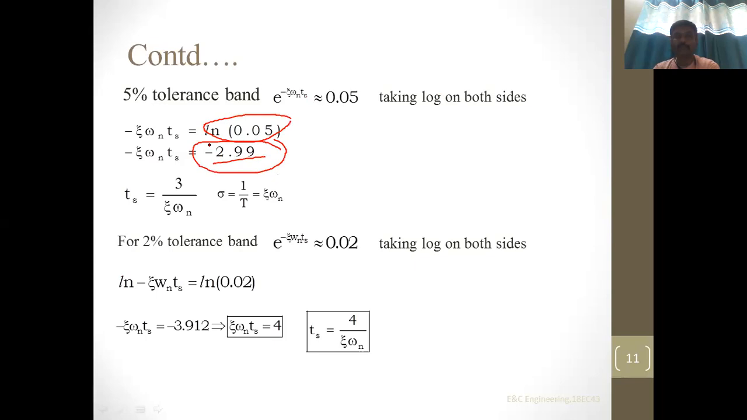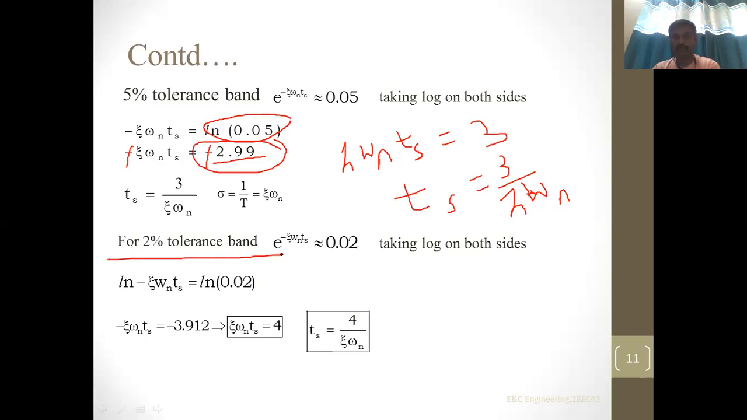The value of natural log of 0.05 is approximately minus 3. This minus sign I can cancel. Finally, we have xi omega n Ts is equal to 3, or Ts is equal to 3 by xi omega n.